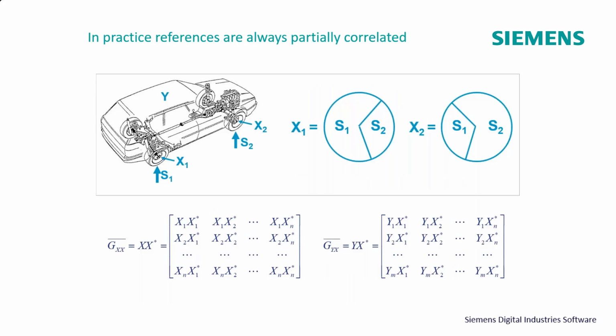Okay, so in practice, at least for road noise, the references are always partially correlated. So we see this reference auto power matrix on the left side, which has values on the off diagonal. And then when we calculate the cross powers, which is the response multiplied by the complex conjugate of the reference channel, we see the matrix on the right side.